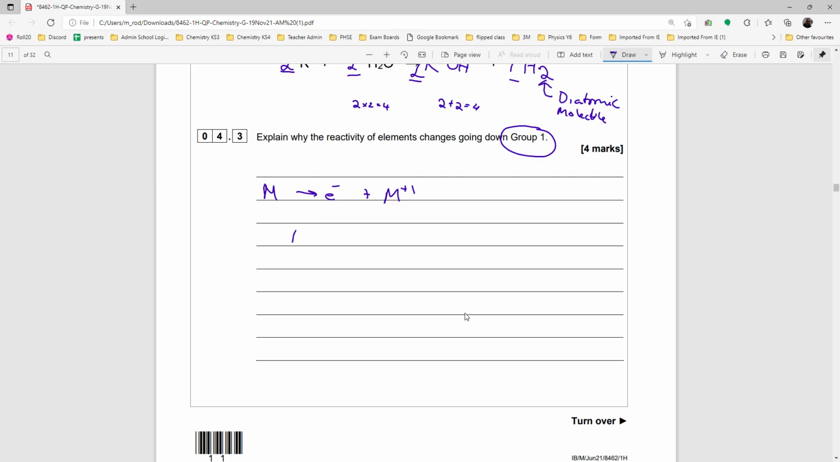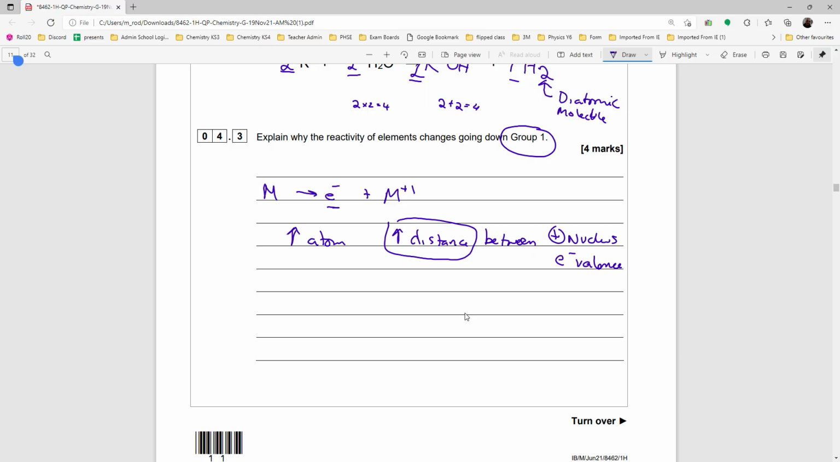So the larger the atom, that means there's more distance between the nucleus, or the positive nucleus, and the negative electron, or valence electron. If there's more distance, there's less attractive force. If there's less attractive force, it's easier to lose. So the greater the distance means it's easier to lose that electron, which means it's more reactive.